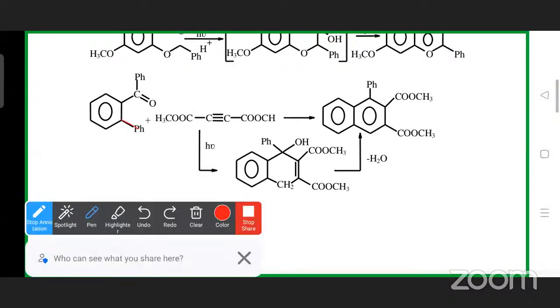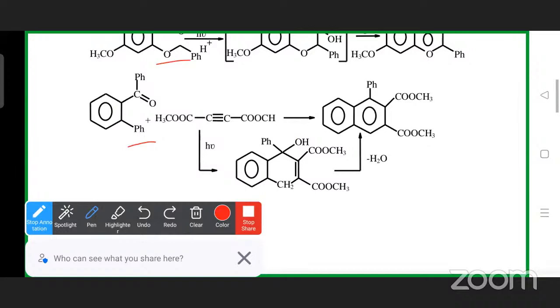If at the ortho position, right here, there are any hydrogen donors, meaning alpha hydrogens, then photoreduction will not take place. Here there is no hydrogen at all at the ortho position. It is some other derivative, and here also a phenyl group is there, not hydrogens. There are no free hydrogens here at the ortho position. So generally it undergoes photoreduction only.